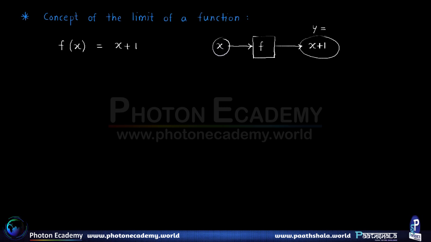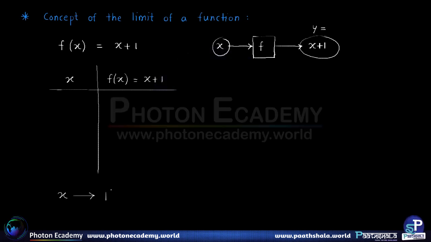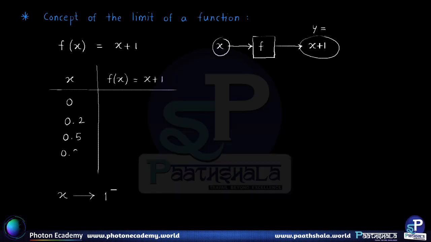Now, that was a very loose definition. Let us take one example so that this will be clear. Here I am going to make a table of x and f of x, where f of x is given as x plus 1. Let's make x closer and closer to 1 through the values less than 1, so I am writing a minus sign on top of 1. So x may be initially 0, then it may become 0.2, then 0.5, 0.9, 0.99 and so on.